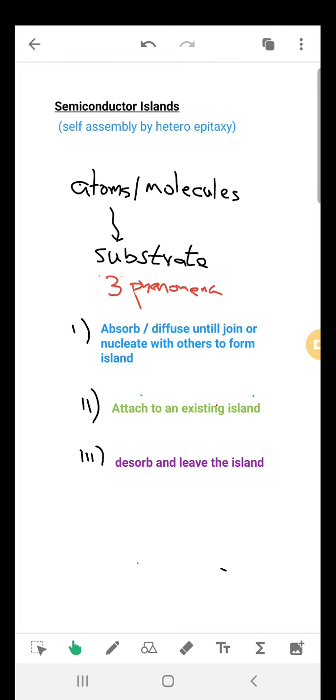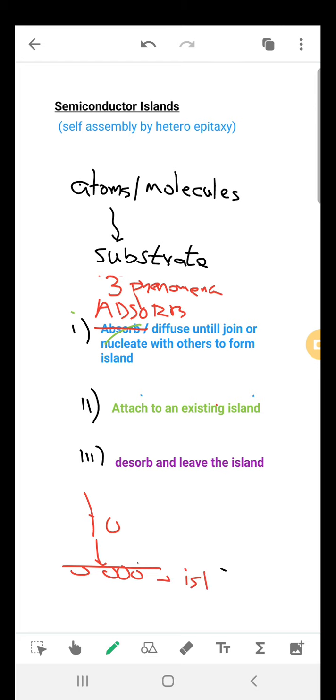Firstly, it can adsorb on the substrate, and it will diffuse until it meets other atoms to form islands. So when there are incoming atoms, this is the substrate here, there may be some other atoms here, so they will get adsorbed here, and then will be clustered with other atoms. They will meet and cluster with other atoms to form an island.